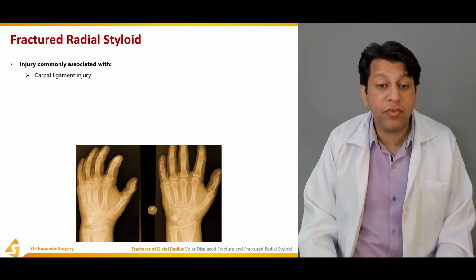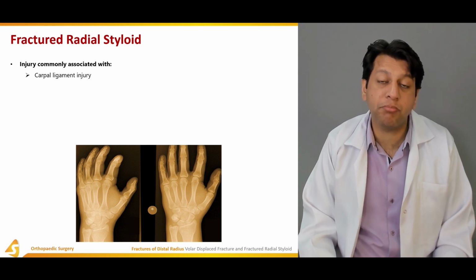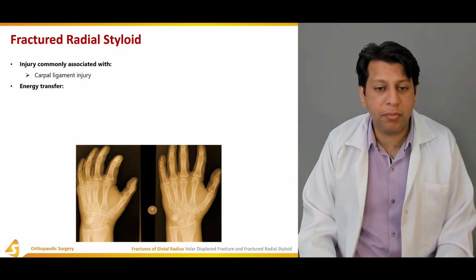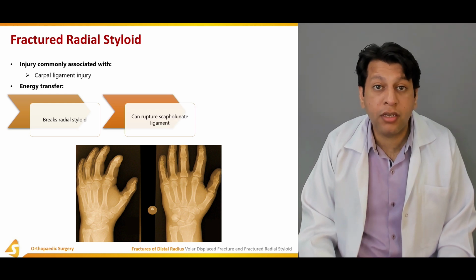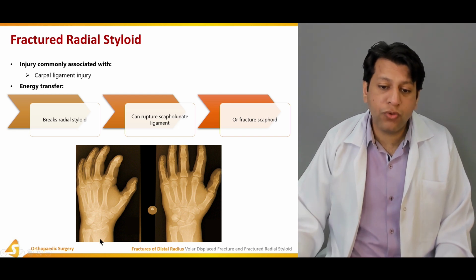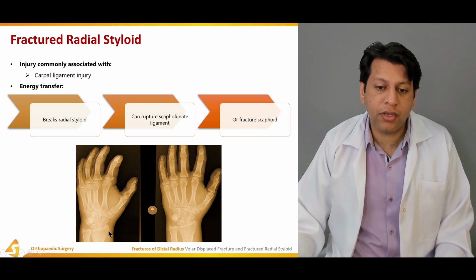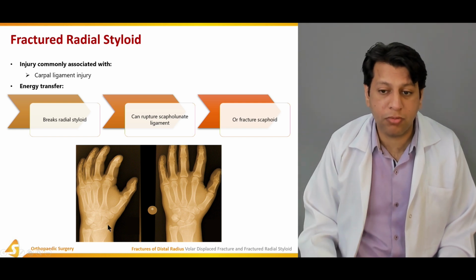The injury is commonly associated with carpal ligamentous injury. Why? Because nowadays when we have a radial styloid fracture, the mechanism is such that it is usually associated with ligamentous injury. Energy transfer that breaks the radial styloid can rupture the scapholunate ligament. Similarly, it can also fracture the scaphoid. If you see, this is the radioscaphoid fossa, where the radial styloid articulates with the scaphoid, and this part of the radius articulates with the lunate. So if the fracture line has fragmented this part, the energy could have been transferred to the radioscaphoid ligament, or it could be associated with a scaphoid fracture as well.